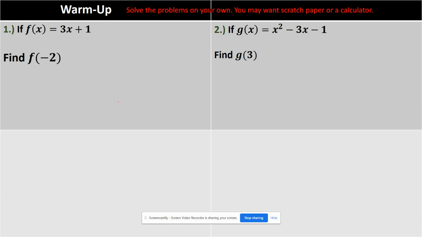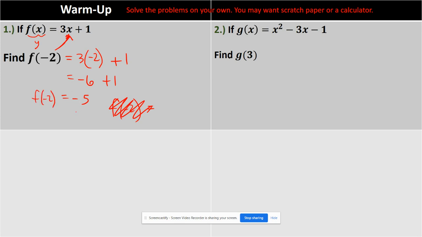And so for this first one, f of -2, we plug it into wherever we see an x in our function. Remember, f of x just means y. So if I want f of -2, I plug this -2 right in for that x and multiply. So 3 times -2 is -6, and then I add 1. That equals -5. So we would say f of -2 equals -5.